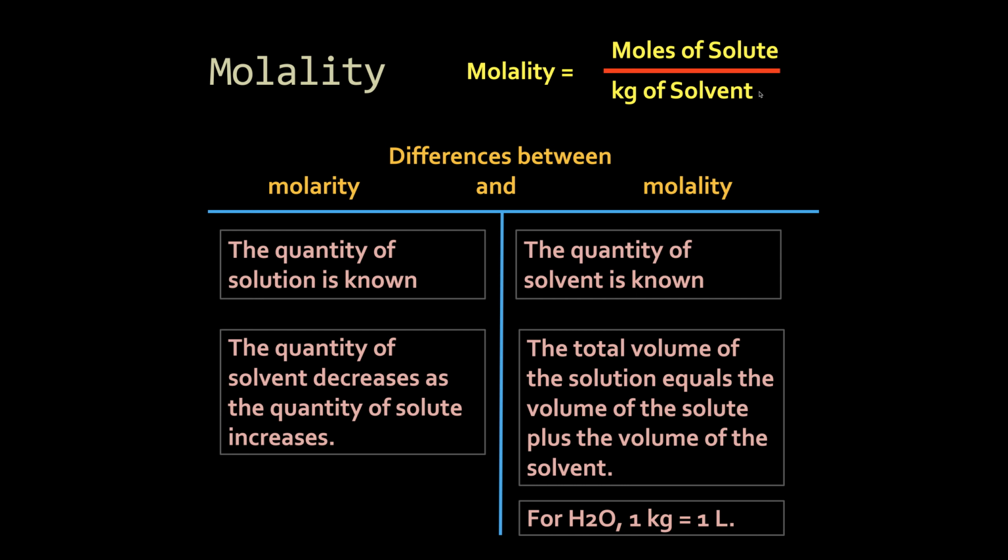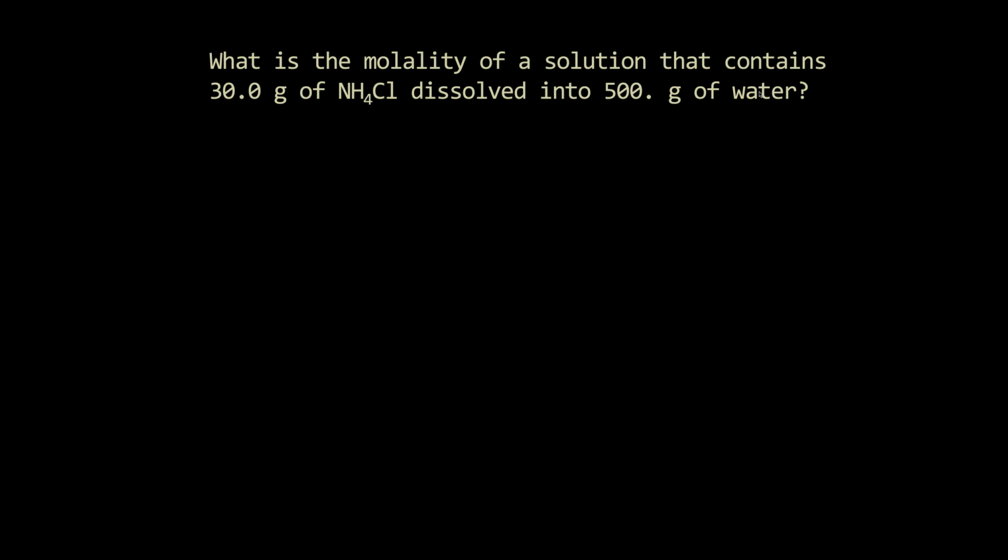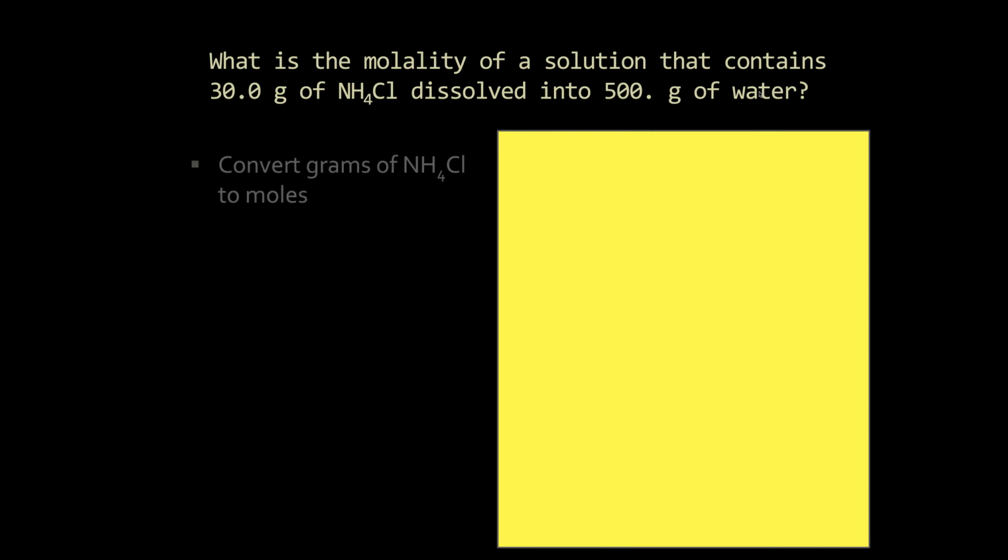For water, 1 kilogram of water will occupy 1 liter. So you can also say moles of solute per liter of water. So let's go ahead and do that. What is the molality of a solution that contains 30 grams of ammonium chloride dissolved into 500 grams of water?